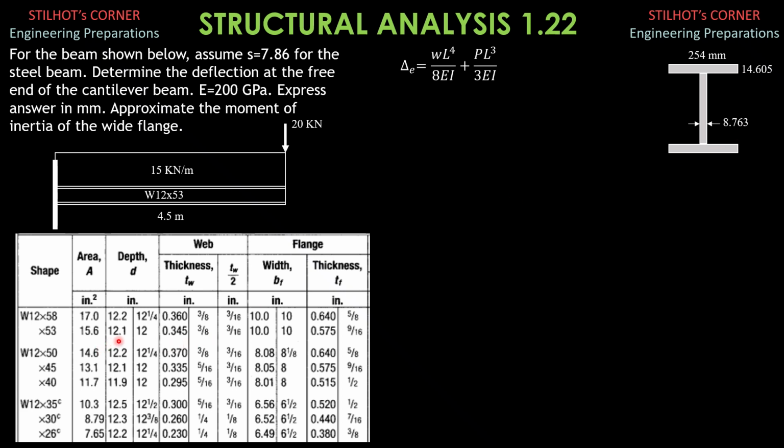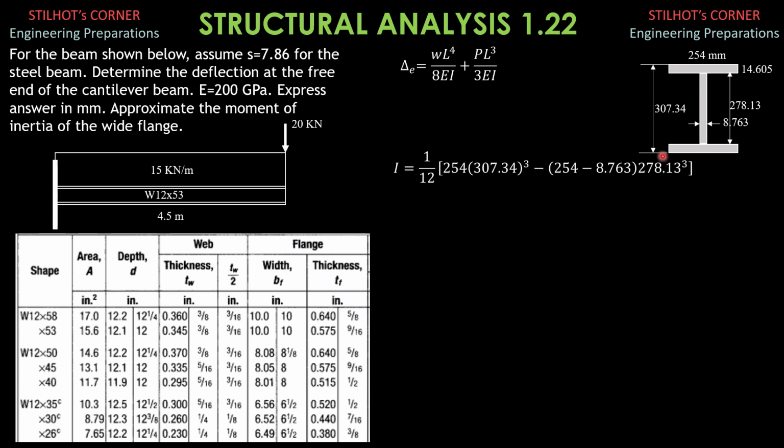The depth is 12.1 inches times 25.4, so it is 307.34 mm. So the depth of this web is 307.34 minus 2 times 14.605, so it is equal to 278.13. Therefore, the moment of inertia of this section with respect to the neutral axis is simply moment of inertia of the big rectangle minus moment of inertia of these two hollow rectangles. And the width of that hollow rectangle would be 254 minus 8.763, and the depth is 278.13 mm. So I equals 1 over 12 times quantity 254 times 307.34 cube minus quantity 254 minus 8.763 times 278.13 cube.